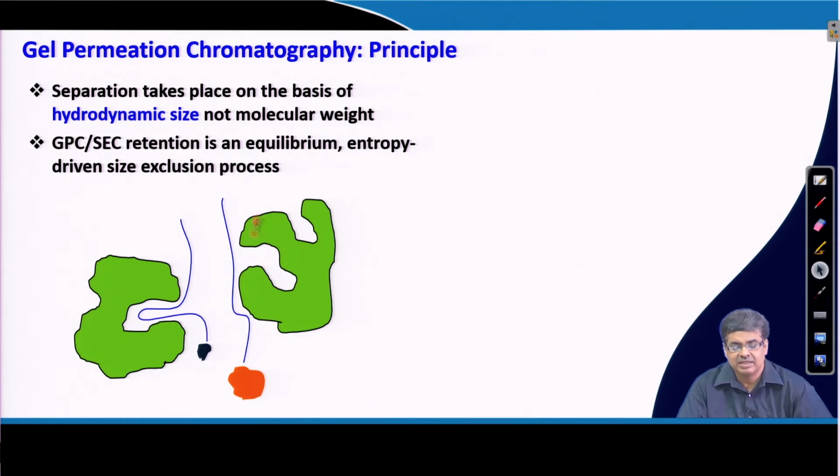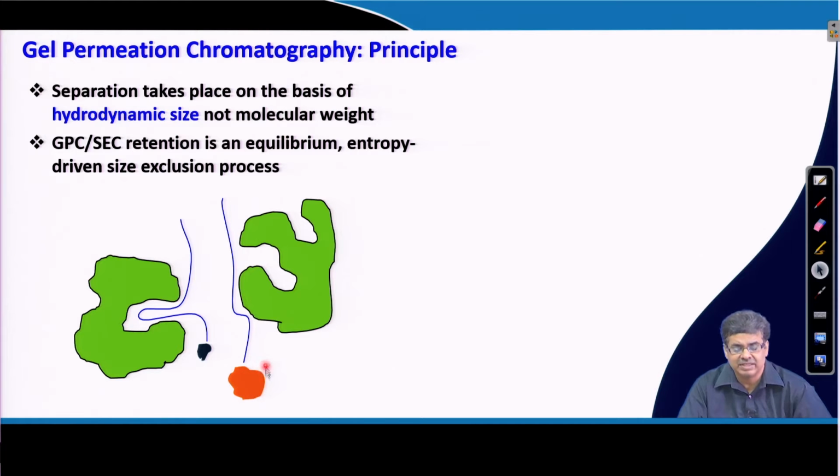For example, if I schematically show that these are the pores in the column, and if we pass molecules of different sizes, then the small molecules will enter within the pores, hence will take longer time to come out of the column, and large molecules, which will not be able to enter the pores to the same extent as the smaller ones, will come out of the column faster.